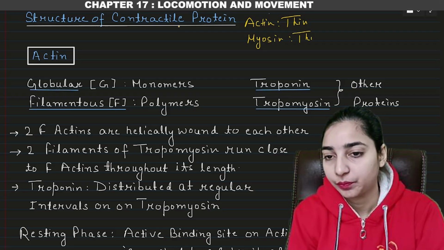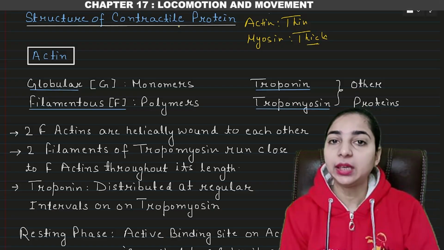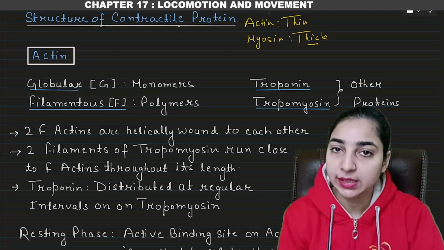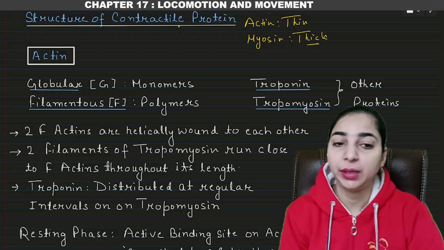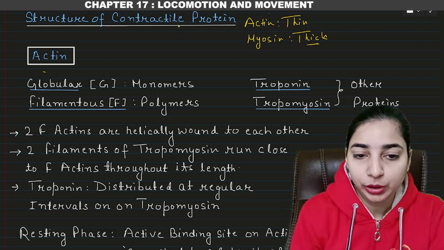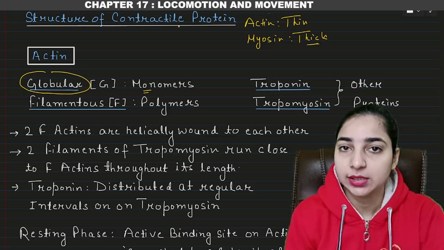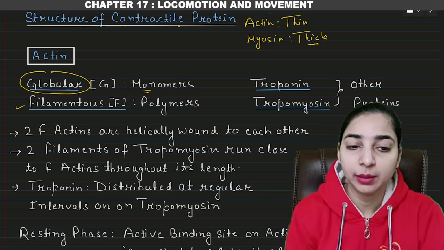Thick filaments. So let's first discuss the actins. Now actins are again not a very simple protein. These are also made up of many proteins. For example, G protein, globular. So what is a globular protein? It is a monomer. It is the monomer of the polymer, the filamentous protein.